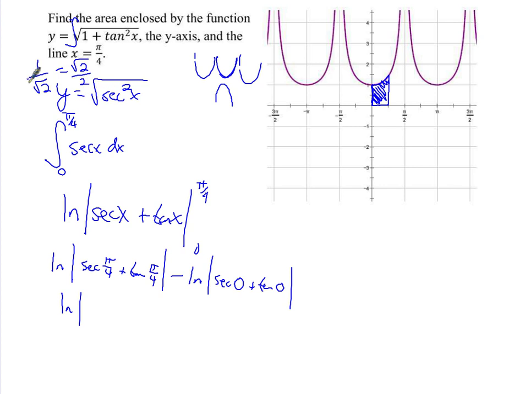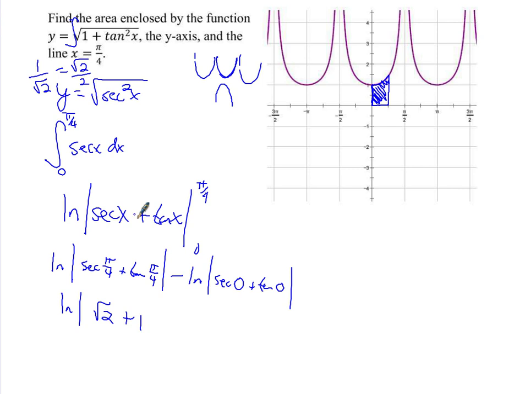So if I go back to this look right here, then when I find secant at pi over 4, I just flip this and I get the square root of 2. What's tangent pi over 4? Yeah, it's 1. Square root of 2 over 2 divided by square root of 2 over 2. So 1. So I have plus 1 here, right? Not minus 1.